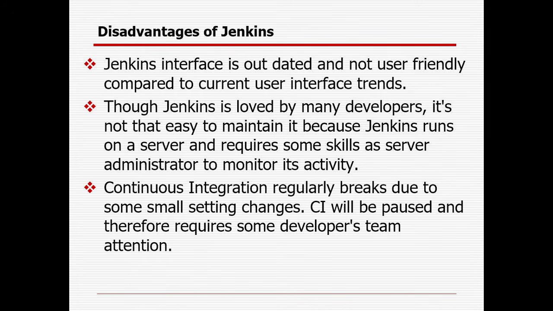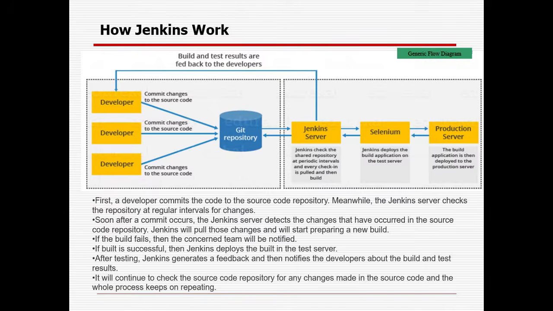So those are the few disadvantages available for Jenkins as well. So how does Jenkins work as part of continuous integration? Here on the left side you can see there is a Git repository, and multiple developers are working to commit their code to the source code available in the Git repository. They are interacting every minute, every second or every hour. Everybody is committing their code to the Git repository.